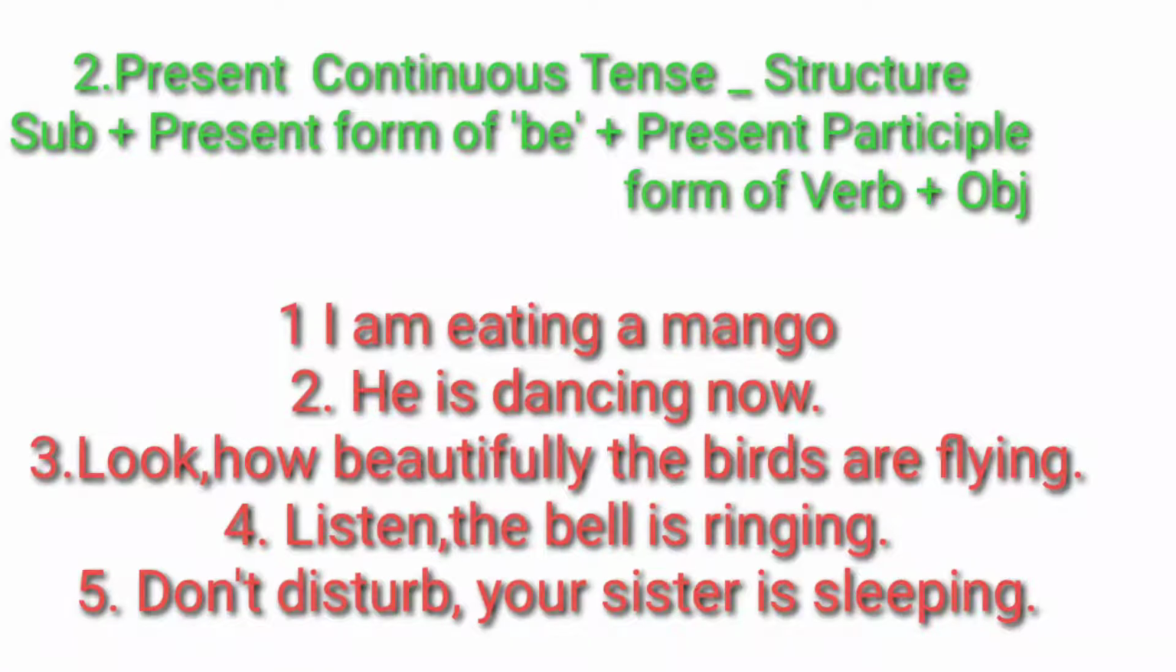Come to the second one now. He is dancing now. It's going on, right? So what is the keyword here? Now. The word now is the keyword to tell the sentence is in present continuous tense. Come to the third sentence. Look how beautifully the birds are flying. When do we say the word look? When the process is going on. When the birds are flying beautifully, then only we can say look how beautifully the birds are flying. So it is an action which is going on at that point of time.